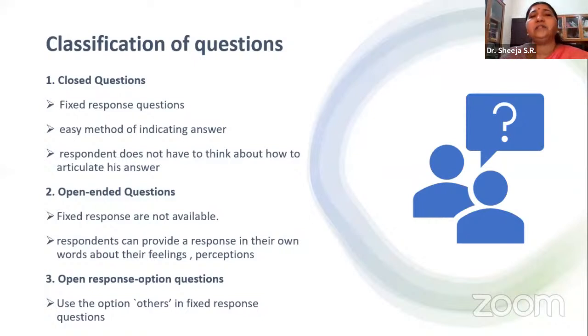This is an easy method of indicating answers. It's very easy for the respondent to provide the answer. He just has to tick the answers. All options are there, so he only has to select the answer. The respondent does not have to think about how to articulate his answer. So these are closed questions.